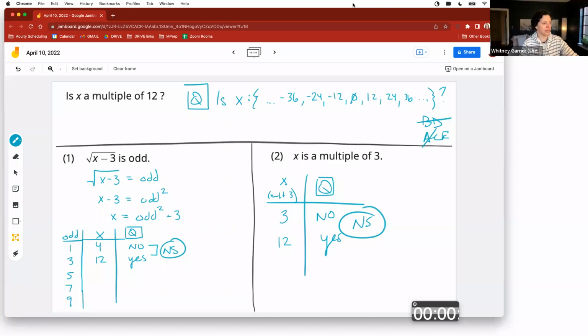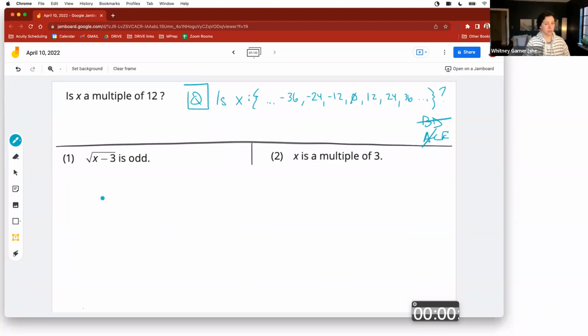Okay, and I'll make a little bit of space for us. Here's what I know, and I'll build my one table up. I know that X has to be, and I'll do it the other way around, an odd number squared plus 3. That's going to be X. X is also a multiple of 3. So this is statement 1, in fact. But statement 2, I have to verify that X is a multiple of 3.